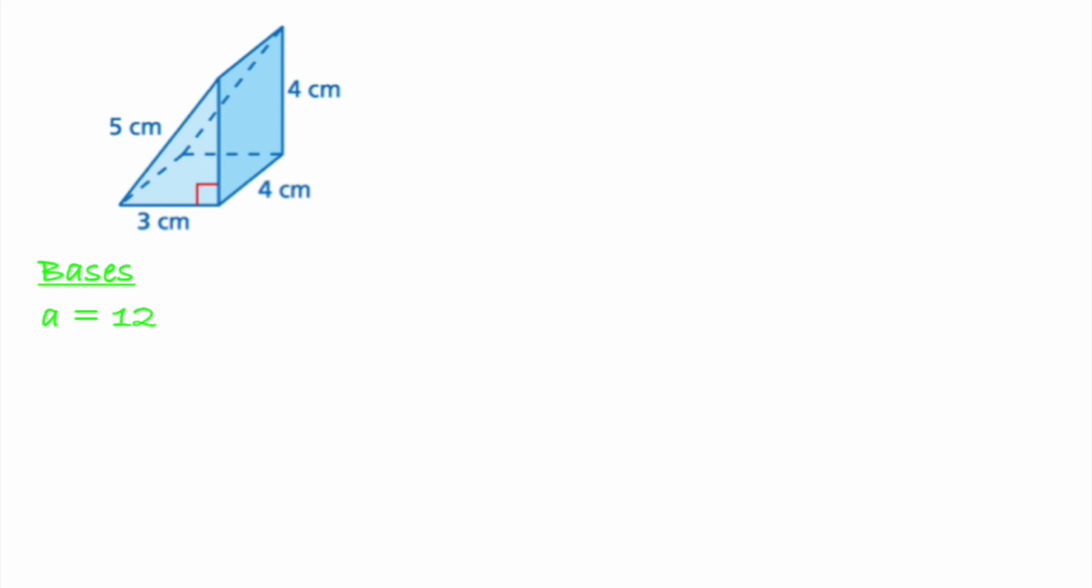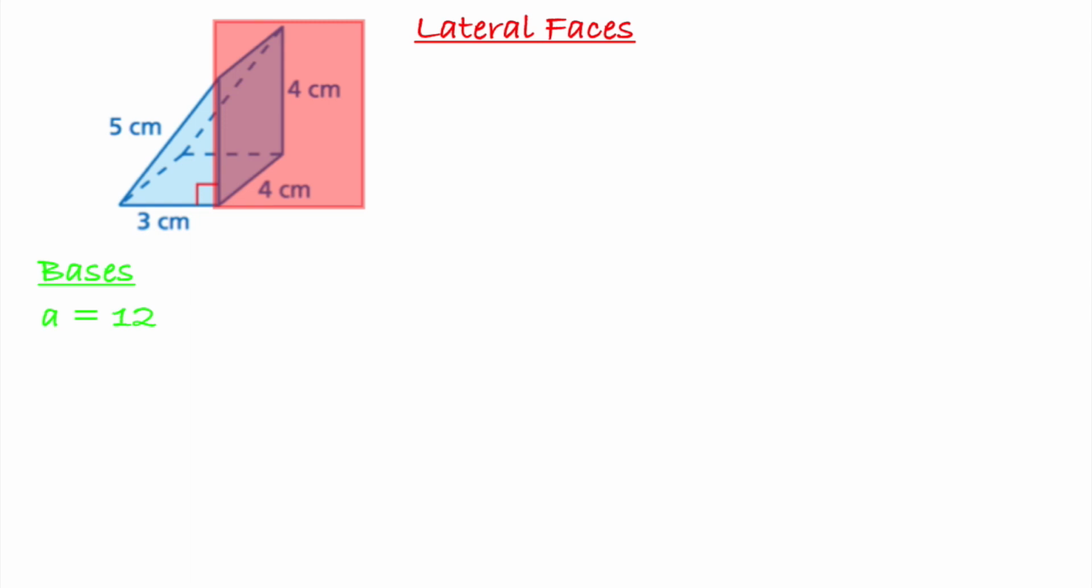and now we're going to start to find the areas of our lateral faces. So first, we're going to work on this one right here that I've highlighted in red. And remember, all of these lateral faces are going to be rectangles or squares, so the formula is always length times width. So for this problem, my length and width are both 4, so my area is 16 centimeters squared.